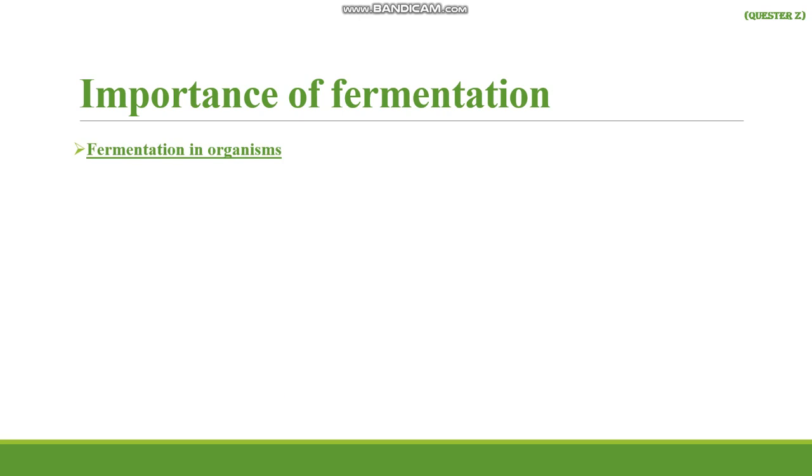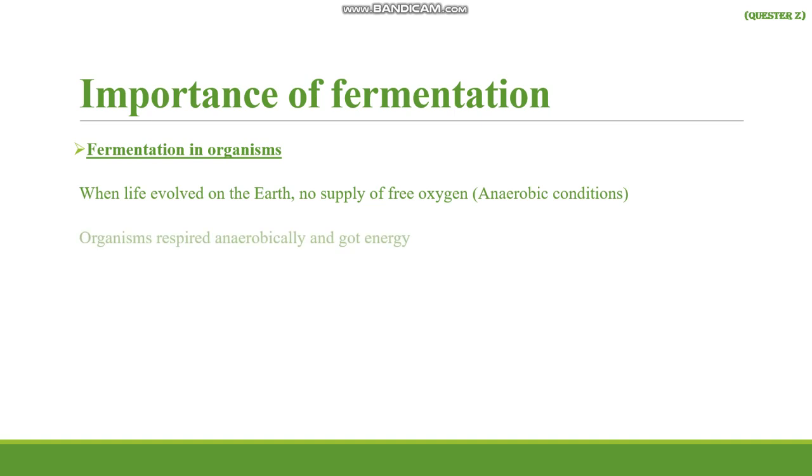The importance of fermentation in living organisms. When life evolved on earth, when life started, there was no supply of free oxygen. Why? Because the trees were not so many, so oxygen was not in a free state, but was present in the combined state. So organisms respired anaerobically and got energy. Because oxygen was not available, they still had to make energy to perform their physical activities. So how did they generate energy? By the process of anaerobic respiration. They respired anaerobically in the absence of oxygen.